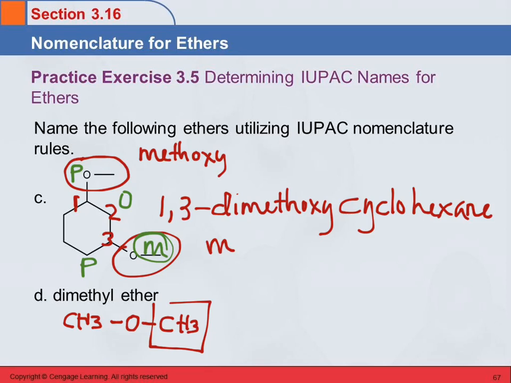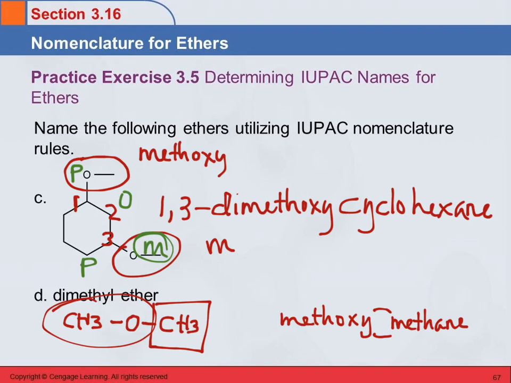IUPAC nomenclature says, pick the largest one and put the oxygen with the smaller one. Well, here they're the same size, so you can pick either side you want. The base name then will be methane. And what's attached to it is methoxy. And those should go together. So the IUPAC name is methoxymethane. Dimethyl ether has a much nicer ring to it. Any questions?